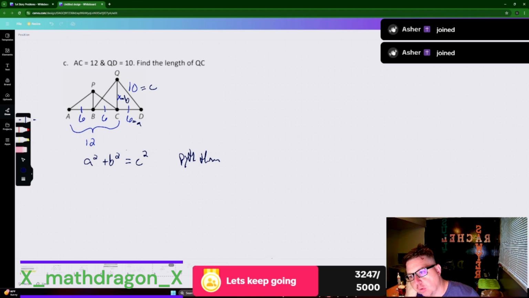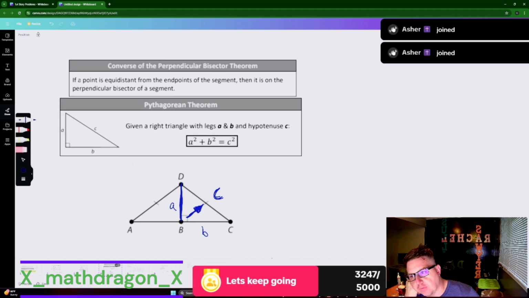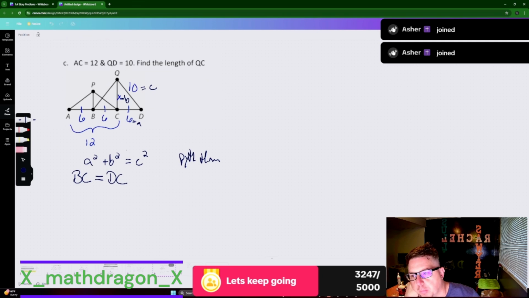But if I know BC is equal to DC, I don't think that helps us with the converse. If a point is equidistant from the endpoints of a segment, then it's on the perpendicular bisector of the segment. Yeah, so that would be like if we know D is equidistant from A to C, then it's on the perpendicular bisector. But how can we show that in this problem? That would be the trick.